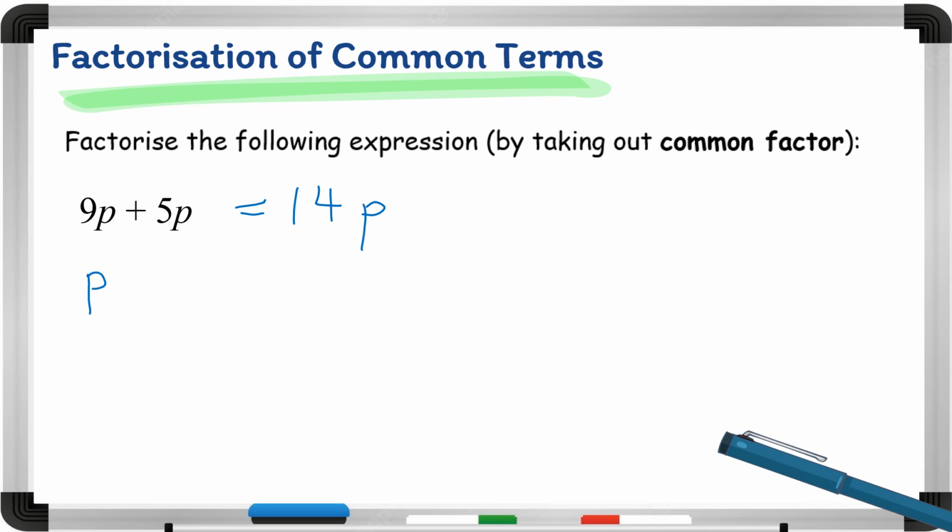So to factorize, we will divide out the p. 9p divided by p, we will be left with a 9. Next, we have the operation plus, and next, 5p divided by p, we will have 5. And therefore, we have 14p as well.